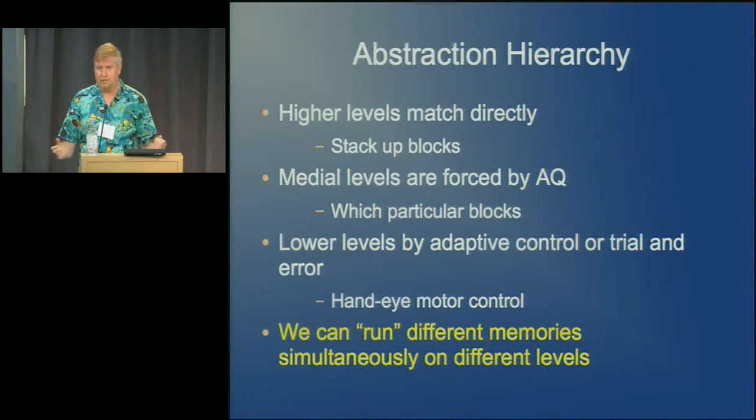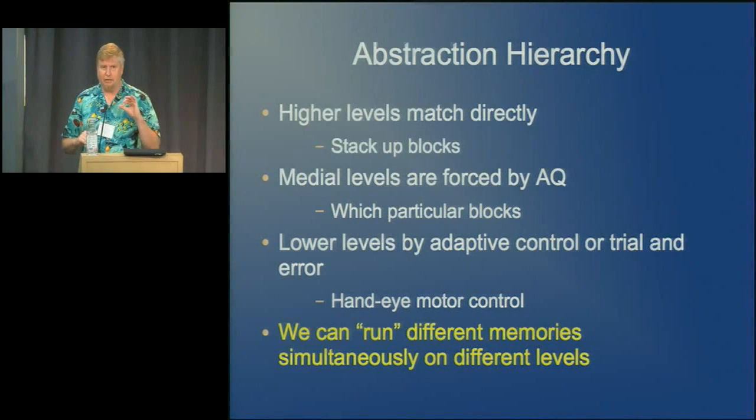At the very lowest level, the hand-eye motor control is not exactly the same at all, so you can't really match that, and you have to do that by some kind of control or trial and error or planning or what have you. And the middle levels, the ones in between, are the ones that are actually susceptible to the analogical quadrature operation.